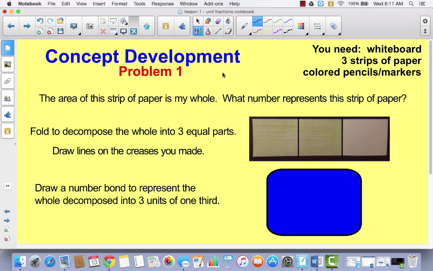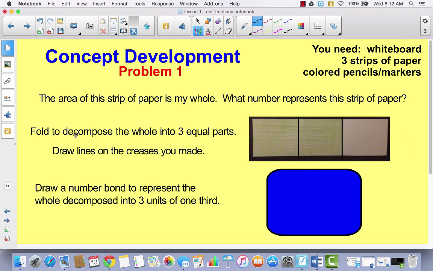Okay, so the first thing I want you to do is take 1 strip of paper, and take a look at it. That 1 strip of paper represents your whole. One whole piece of paper. So what number would represent that strip of paper? It would be the number 1. When you see any number, like this number 3, this represents 3 whole something. In this case, it represents 3 equal parts. When you see this 1, it means one whole. So this is one whole strip of paper.